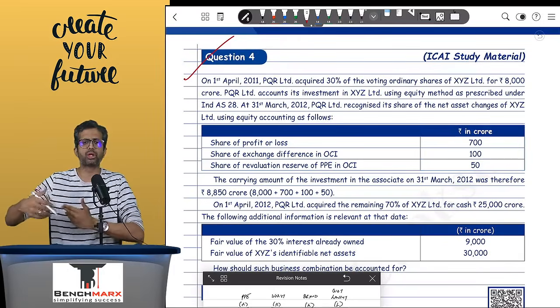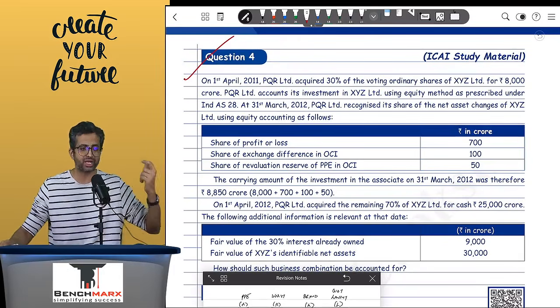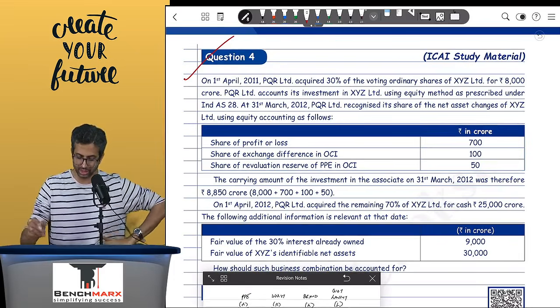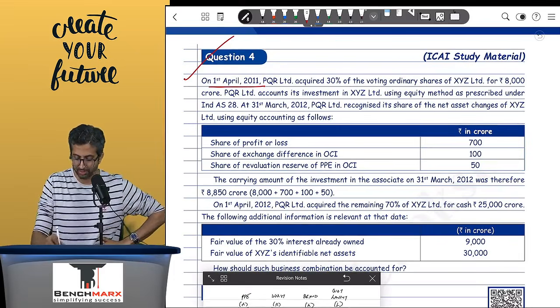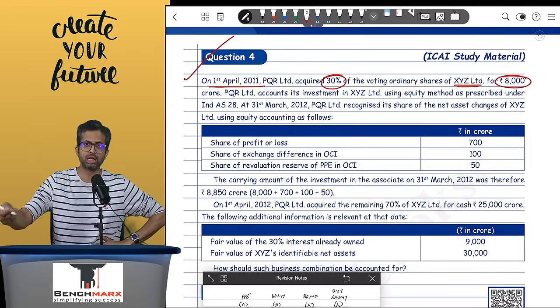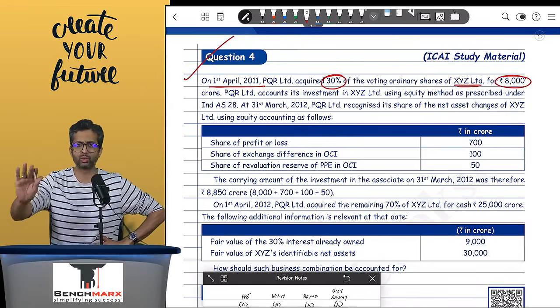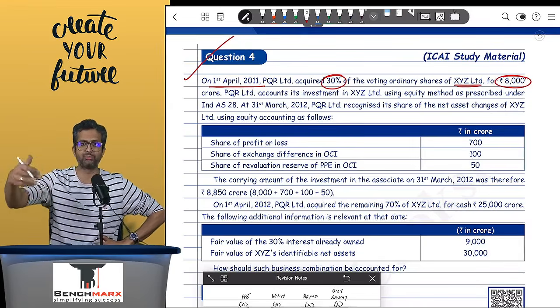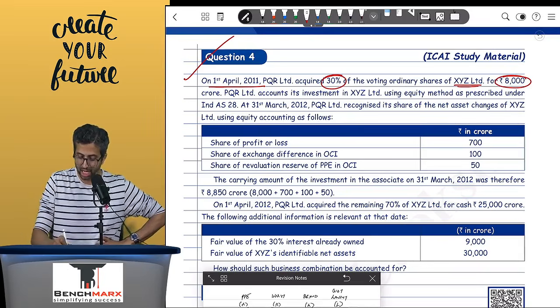Here we have included it because we want to show what will happen if there is an existing investment which gets remeasured. So on 1st April 11, PQR acquired 30% of the voting rights of X for 8,000. So that is 30%, which gives significant influence. You will initially record it at cost and then measure it using the equity method, 8,000. PQR accounts for this investment using the equity method, as prescribed under Ind AS 28.